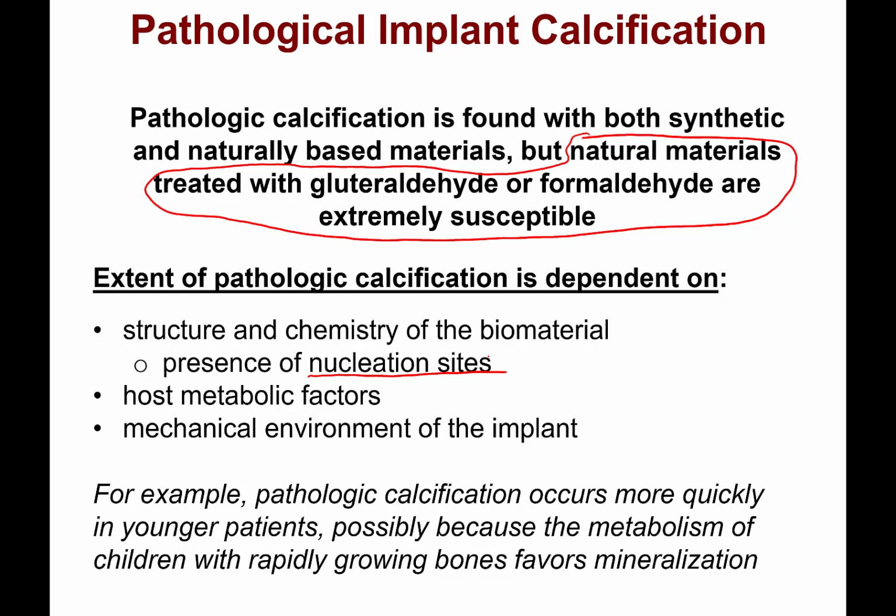So that's very important. Also, host metabolic factors play a role. Down here at the bottom, we have this example of younger patients, who could be more susceptible to pathological calcification because of their metabolism. They're growing, so the environment in their body is going to favor mineralization. The mechanical environment of the implant also plays a role, as I said on the last slide, which is why the cardiovascular devices are particularly susceptible there.